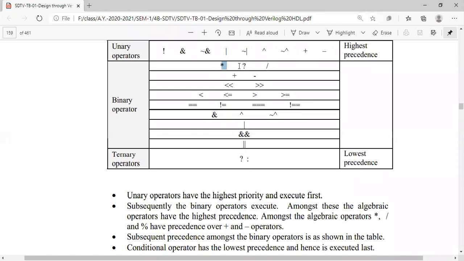So first, in the binary operators also, the highest order of preference is for multiplication, division and modulus. If you use these, you are going to have the quotient or the remainder, whatever you will be using.